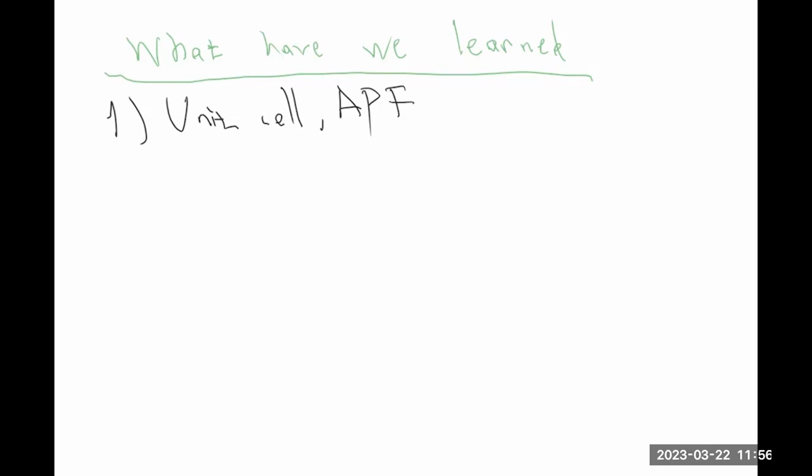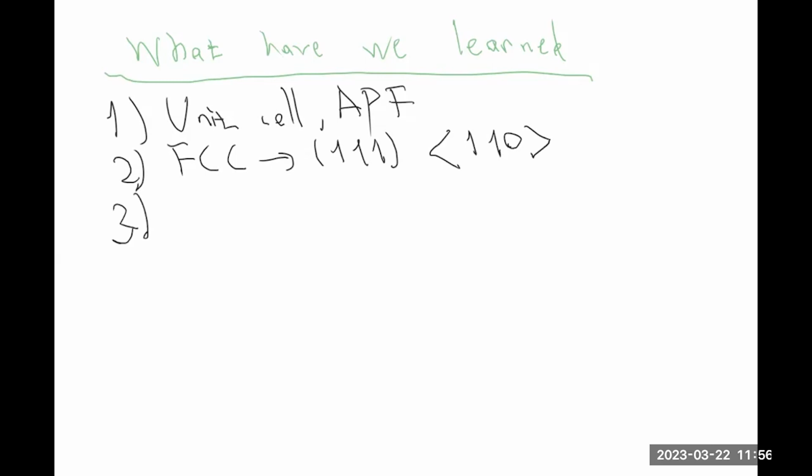Ahmet Enes Özer, please tell me something you learned from today's class. FCC planes are 111 and the vectors are 110. FCC, great. The main plane is 111 and the direction, the Burgers vector, is 110. Perfect.